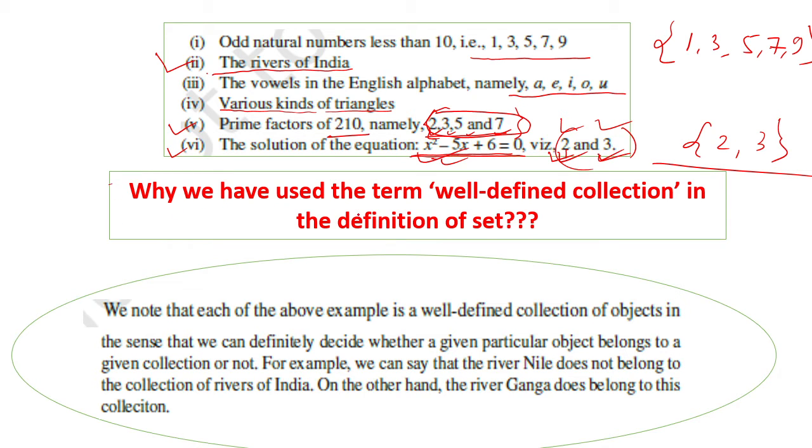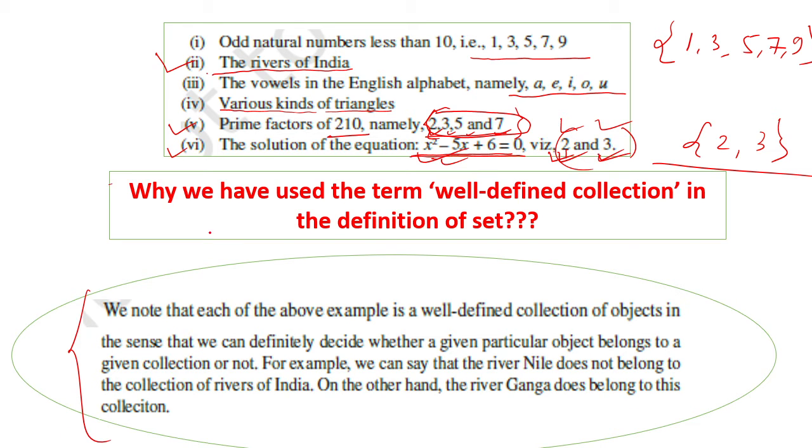So why have we used the term well-defined collection in the definition of set? We note that each of the above examples is a well-defined collection of objects in the sense that we can definitely decide whether a given particular object belongs to a given collection or not. For example, we can say that the river Nile does not belong to the collection of rivers of India. On the other hand, the river Ganga does belong to this collection.